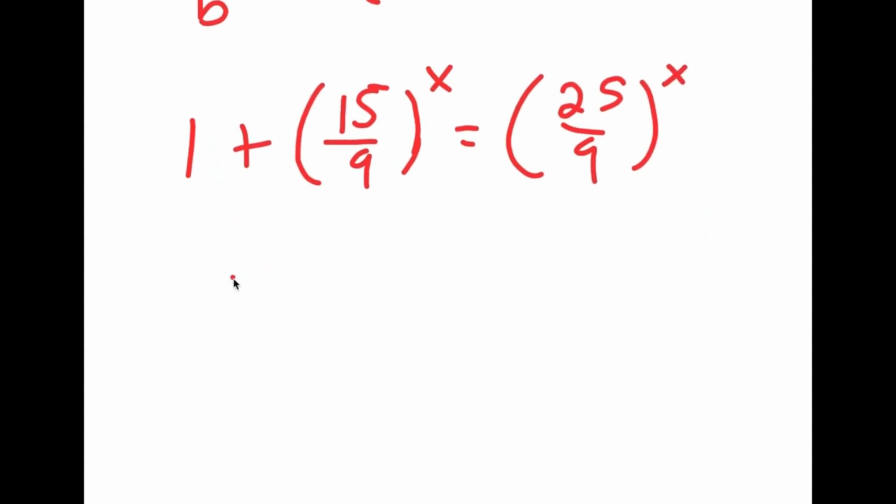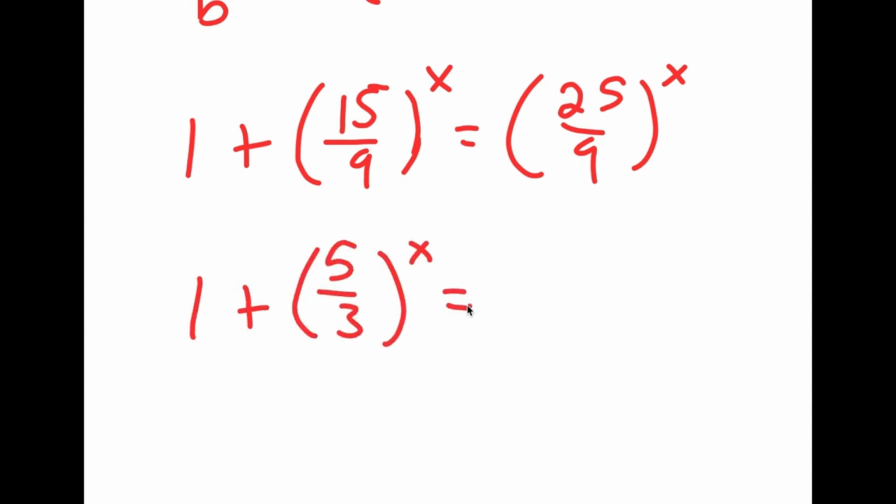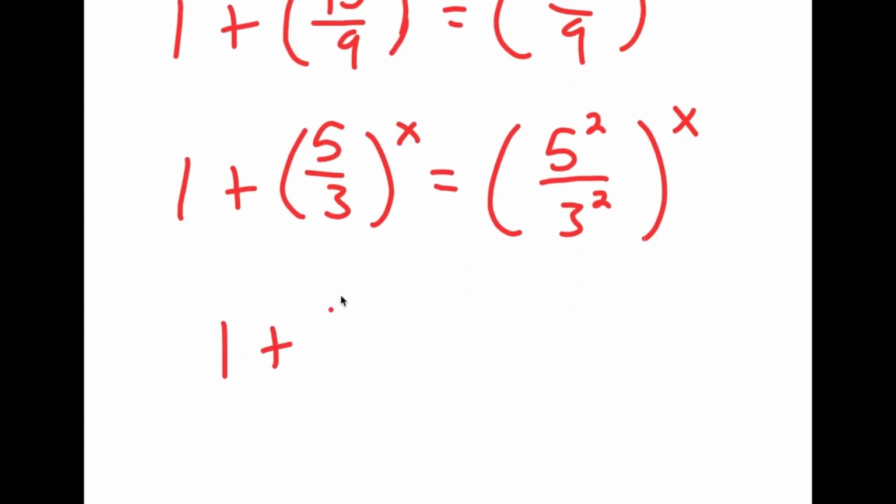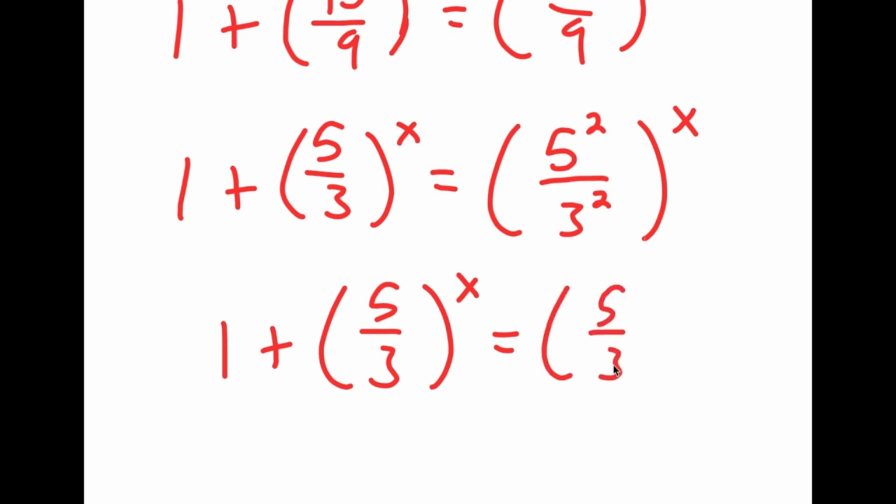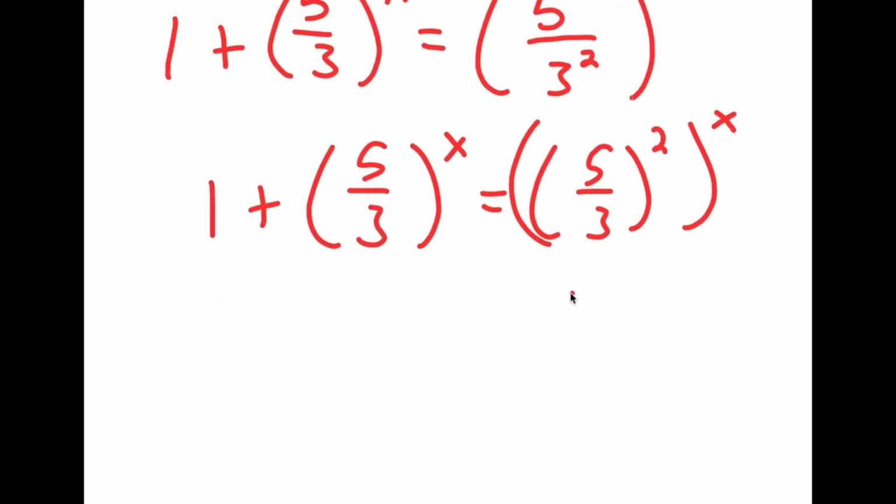And now, 15 over 9 simplifies to 5 over 3. And 25 over 9, that simplifies to 5 squared over 3 squared. So now 5 squared over 3 squared, that's going to equal 5 over 3 squared. Now I have this to the power of x.